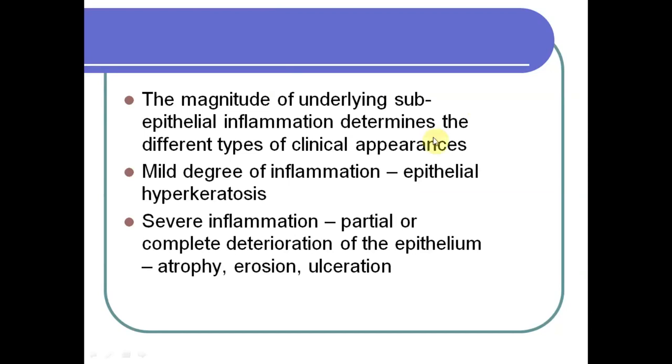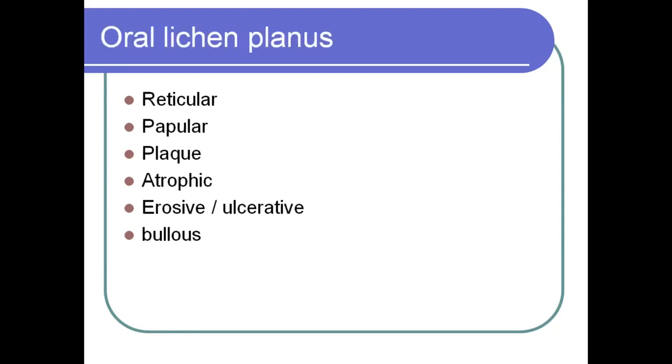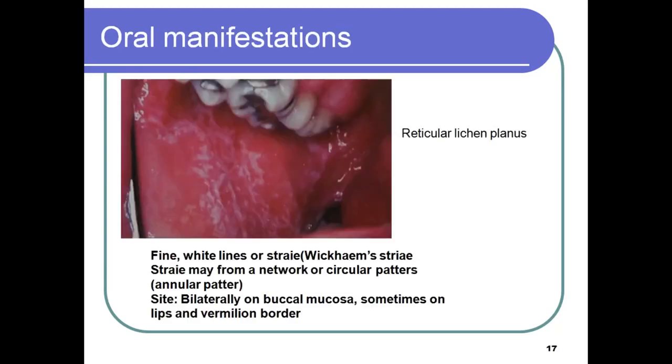So if it is a mild degree of inflammation, it could be due to epithelial hyperkeratosis, and in severe inflammation, there will be partial or complete destruction of epithelium, that is atrophy, erosion, and ulceration. So these are the various types of oral lichen planus: reticular type, papular, plaque, atrophic, erosive or ulcerative, and bullous lichen planus. So reticular lichen planus shows fine white lines or striae.